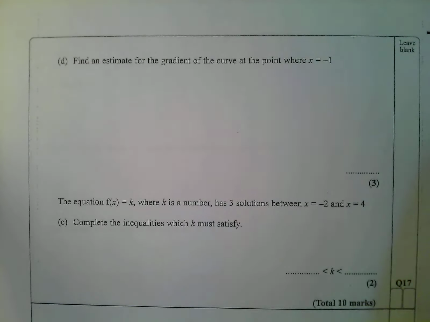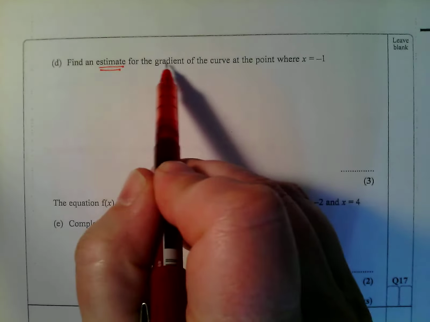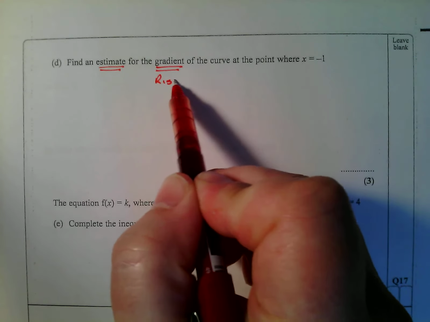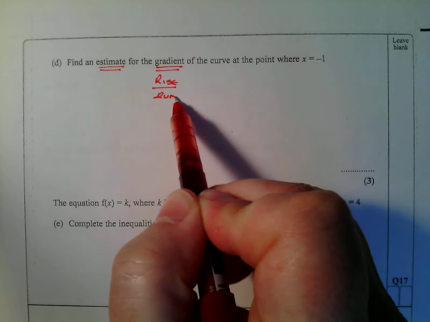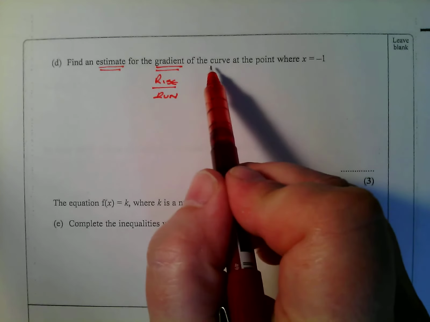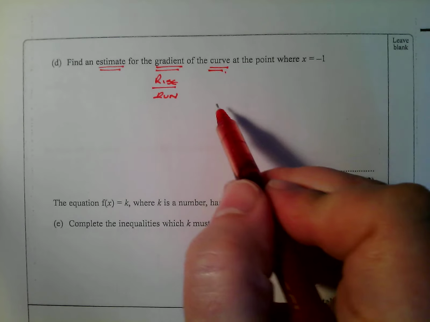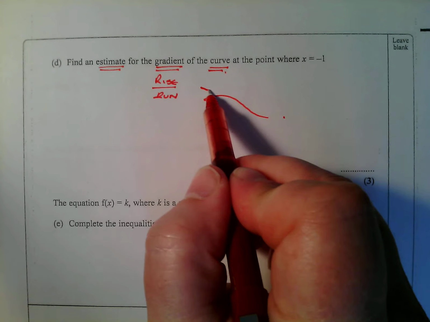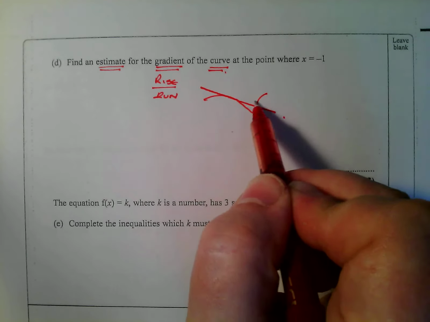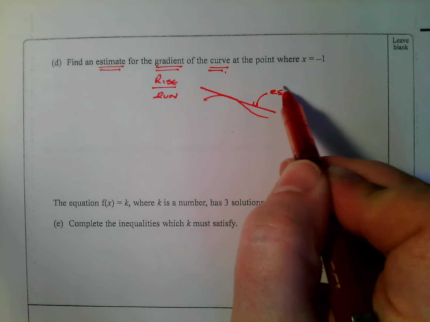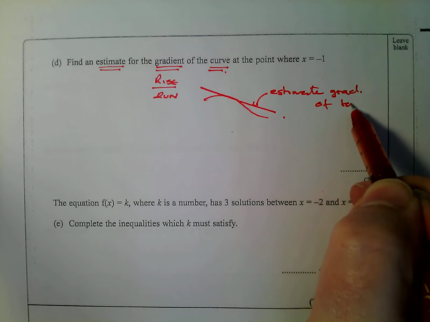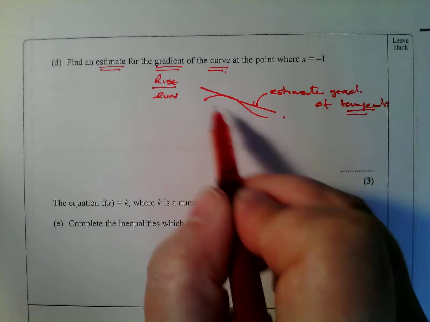Okay, in part D, you have to find an estimate for the gradient. Remember, gradient is steepness, or rise over run, and we're doing an estimate for a curve. So what we'll need to do is find our curve, get our ruler and draw a tangent, and then estimate the gradient of the tangent.